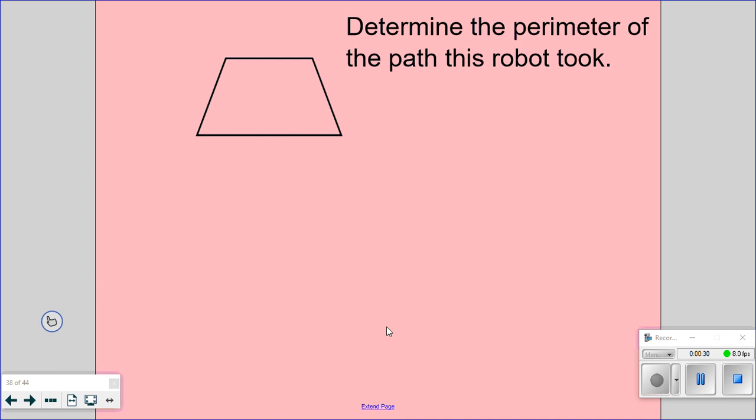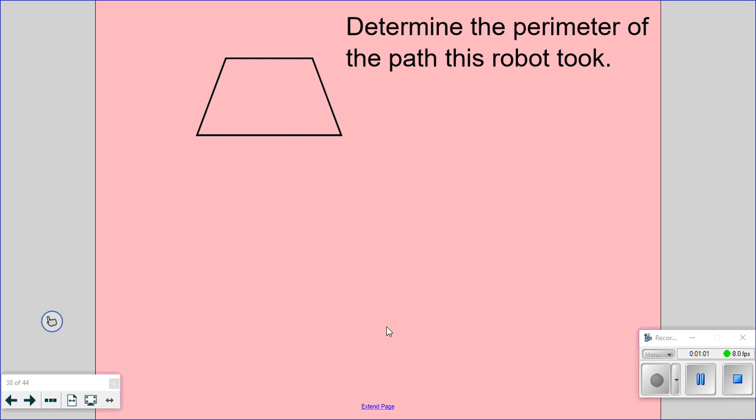How do you know that is a trapezoid? Uh-huh. And it has one set of parallel lines. Show me with your arms, where are the parallel lines on this shape? Top and bottom. We've only got one set. So this is the path that the robot took. It made this shape. We're going to look at the perimeter of this shape.